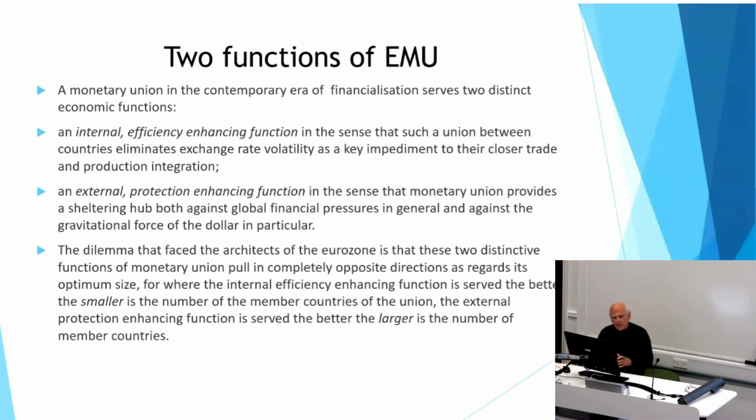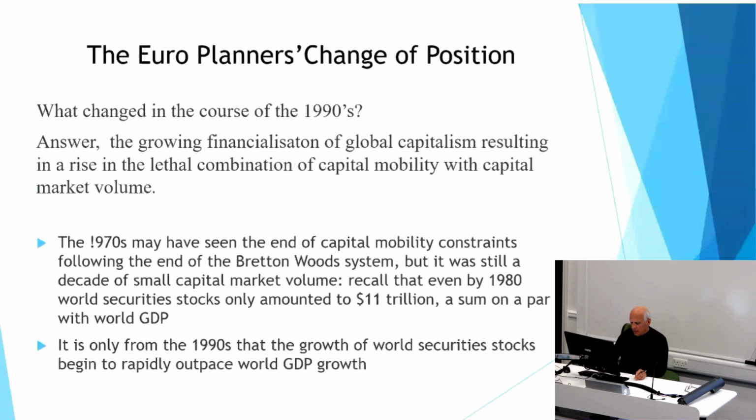The dilemma that faced the architects of the Eurozone is that these two distinctive functions of monetary union pull in completely opposite directions as regards its optimum size. For where the internal efficiency-enhancing function is concerned, the smaller the number of member countries of the Union, the better it is served. The external protection-enhancing function is served better, the larger the number of member countries.